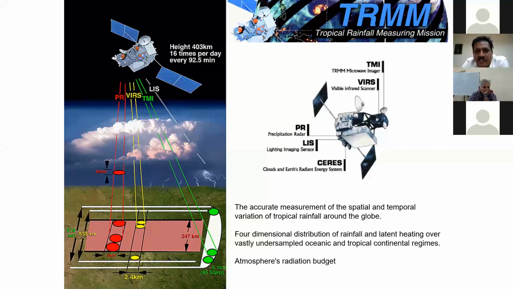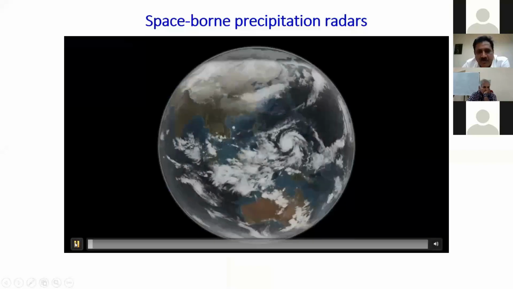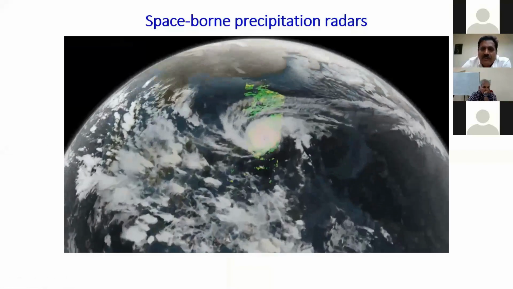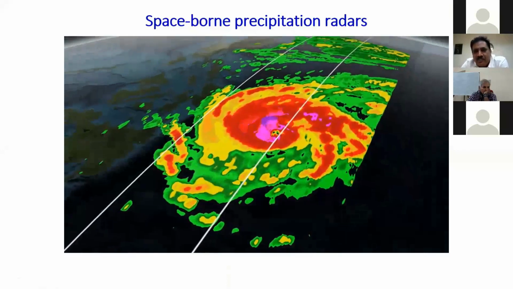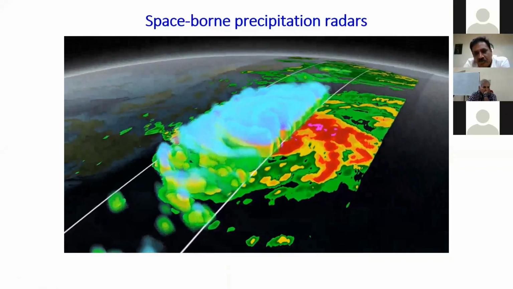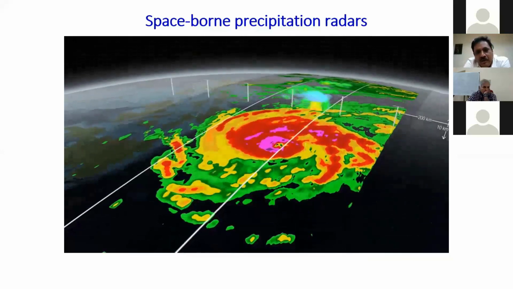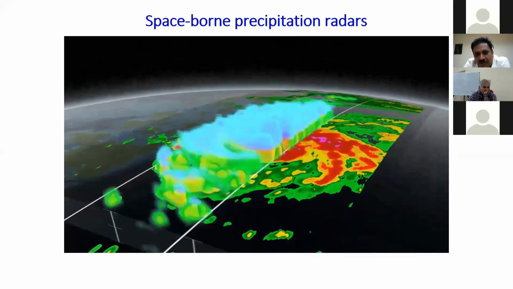So TRMM is the first space-borne radar dedicated to precipitation. I have some videos I downloaded to show here. Normally you get these kinds of pictures. In the background, you have the infrared picture, and then a TMI, microwave imager picture, and with the radar, what you get is the vertical distribution of precipitation. If you have only a microwave imager and infrared, you get this kind of background and color picture. But if you have a radar, you get this kind of vertical distribution.